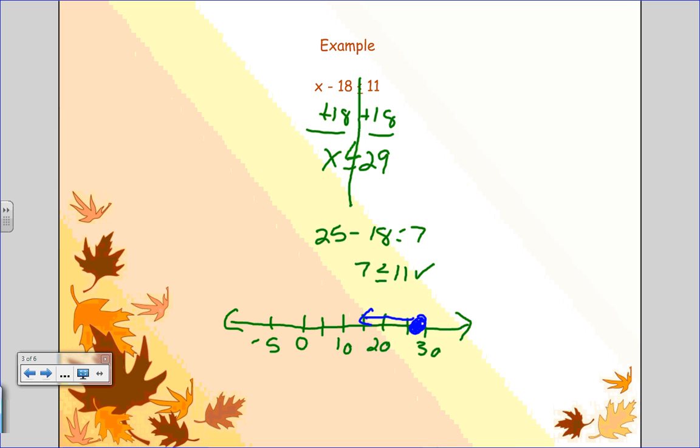That's it. Opposite operation, get my answer, pick a number that makes the answer true, make sure to plug it back in, make sure it makes the original sentence true, then graph, and make sure you're graphing the right thing. I need to graph my answer here, x is less than or equal to 29. Okay, when everybody's done, you can go to the next one.